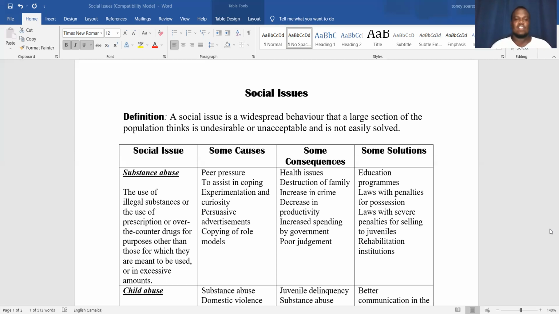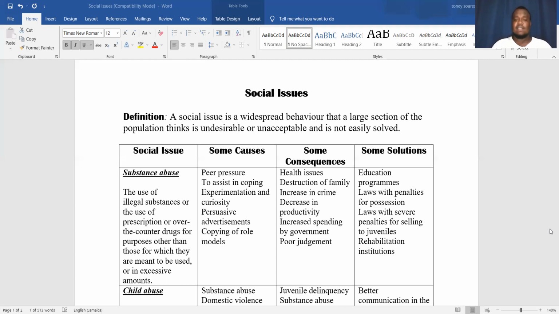Some people take these substances in order to cope with whatever problems or struggles they are currently facing. Some persons take it out of just being curious, or they want to experiment to see what it is like or how it feels. Some persons are persuaded into abusing these substances, based on advertisements, and also through peer pressure, right? Some persons might do it to copy their role models, because somebody they look up to, they see doing it, so they think that it is acceptable to do.